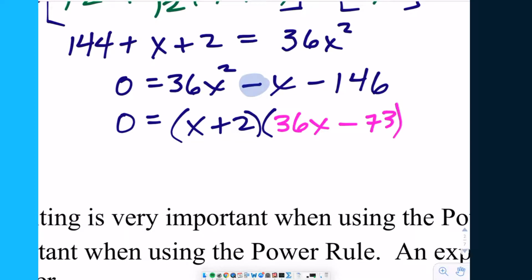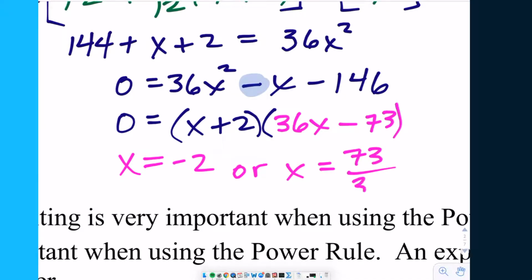And so now, of course, you set them each equal to 0, which you can do in your head, and say, so x equals negative 2, which we knew about, or x equals this fantastic number that if I would have been trying to find by guess and check, I probably would have eventually got to it like in 10 years or so. Okay? And that's the power of the algebra.